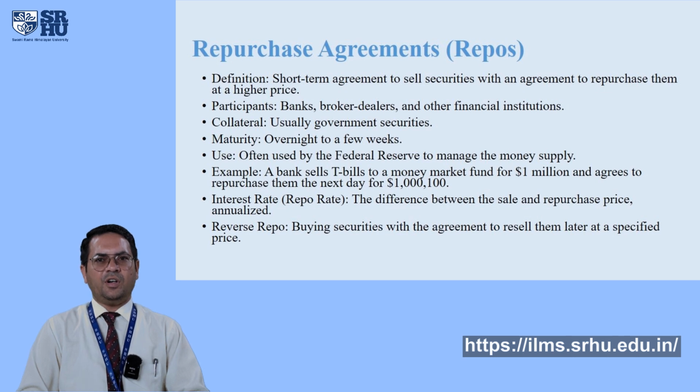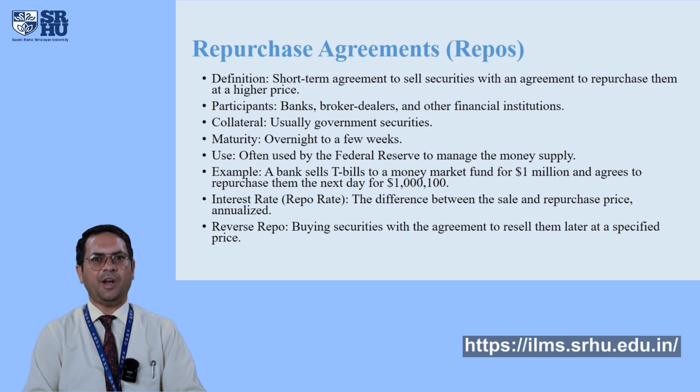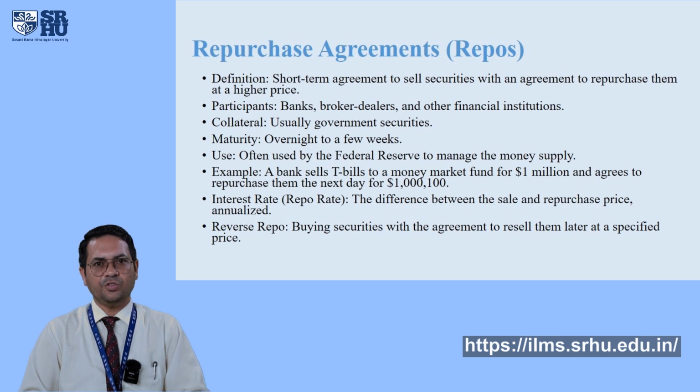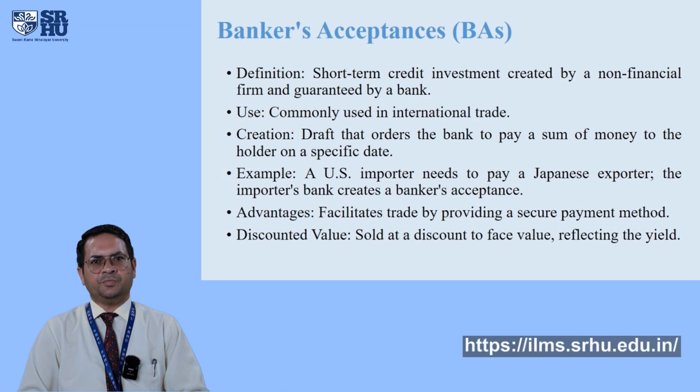There is also a thing which is known as reverse repo, which is simply the flip side of the repo, buying securities with the agreement to sell them at a later, higher price. So, moving on, let's talk about the banker's acceptance or BA. It is also a product of the money market. So, these are short-term credit instruments used mostly in international trade.